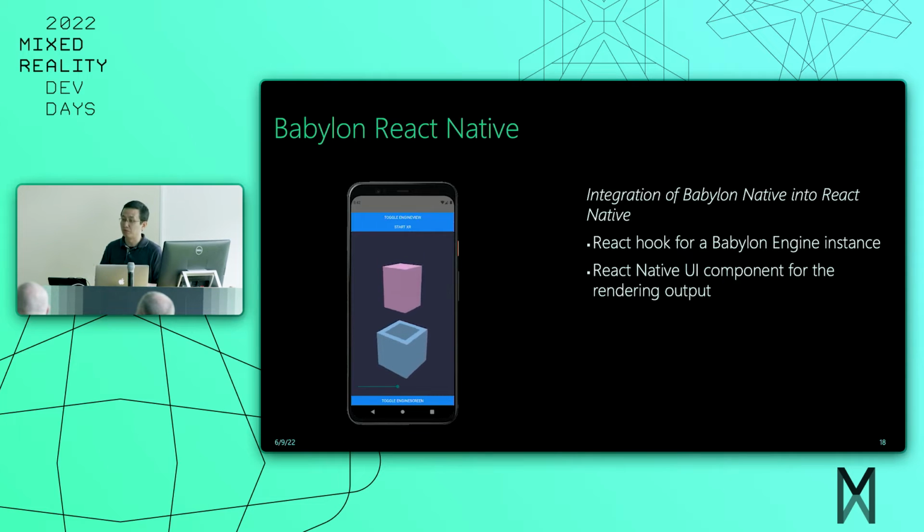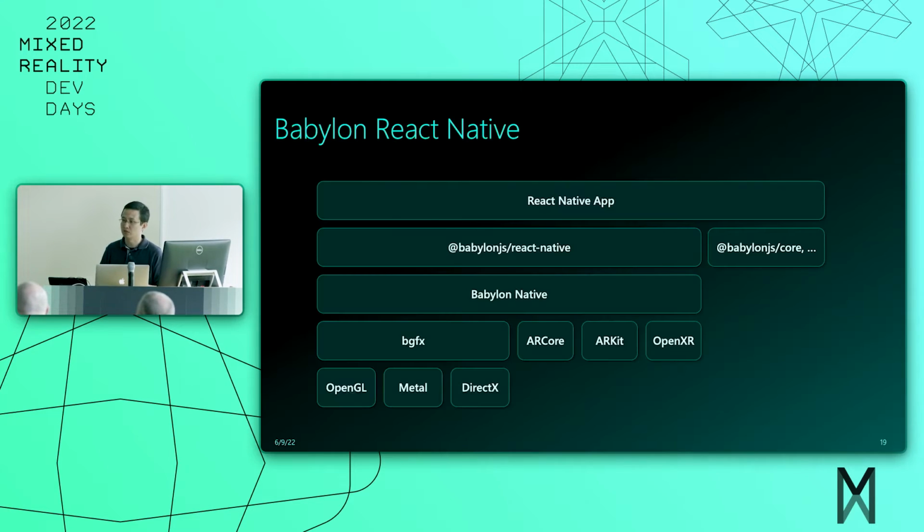And like before, here's a breakdown of what a React Native application looks like. At the top is the application itself, which relies on two main NPM packages. On the right, you have Babylon.js Core, which is the same package you would use if you were developing for a web application. And on the left is Babylon.js React Native, which is the glue code I was mentioning earlier that will connect Babylon Native with React Native. And of course, Babylon Native then depends on all the things that it depends on. But I do want to call out one thing. The XR part, as I mentioned earlier, relies on the platform-specific libraries.